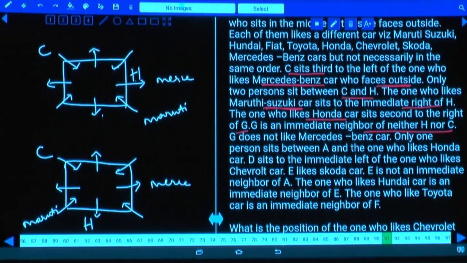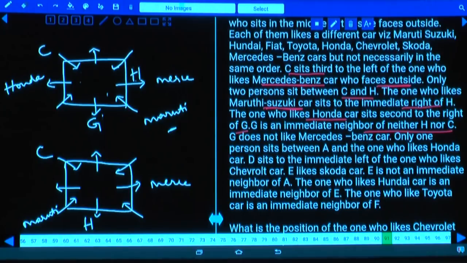How many possibilities do we have? We are left with 2 possibilities for G. If G is at this place, the one who likes a Honda car sits second to the right of G. This G is facing the center, and second to the right means Maruti and Honda car must be in the same place, which is not possible. Are you following this? Hence G cannot be here as well. Then what is the only possibility left for G? G must be immediate left of the person who likes the Maruti car. Hence G will be here. If G is here, and the person who likes a Honda car sits second to the right of G, Honda must be here. Clear now?